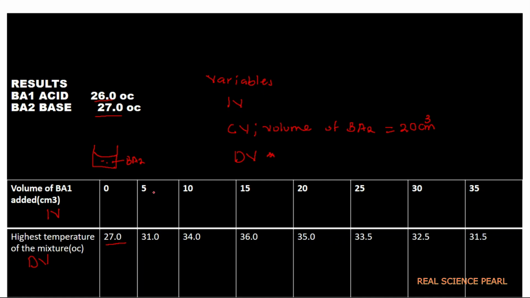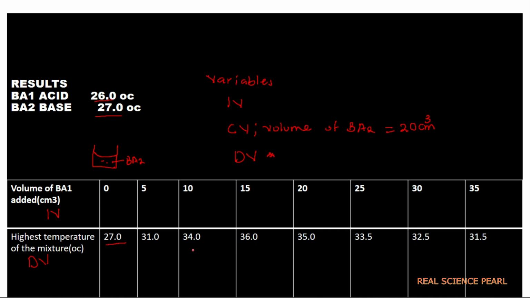Then for the others, what I'm going to do, I'll be picking 20 of BA2, then I'll add 5 into BA2, then I'll use a thermometer, then I'll get the maximum temperature, which was 31, 34, as you've seen here. Now, what I'm supposed to do after getting these results, I have to make sure all of them have the precision of the instrument. That is, I should follow the DPs and how the instrument's readings should look.